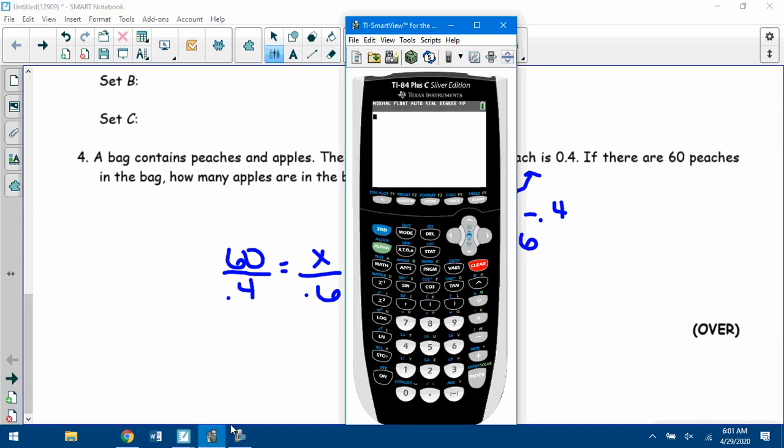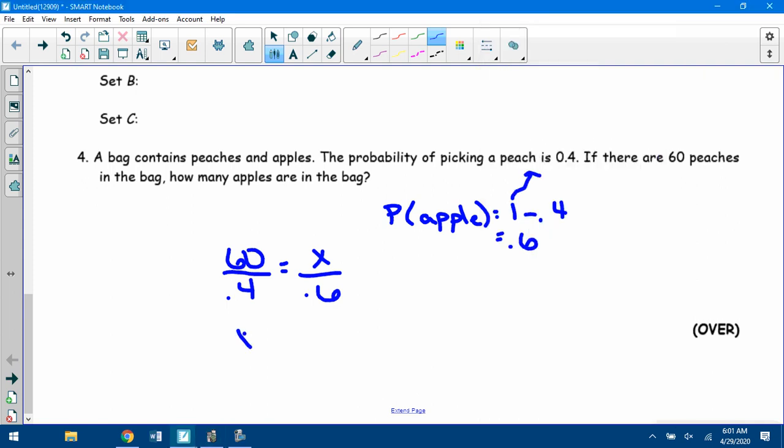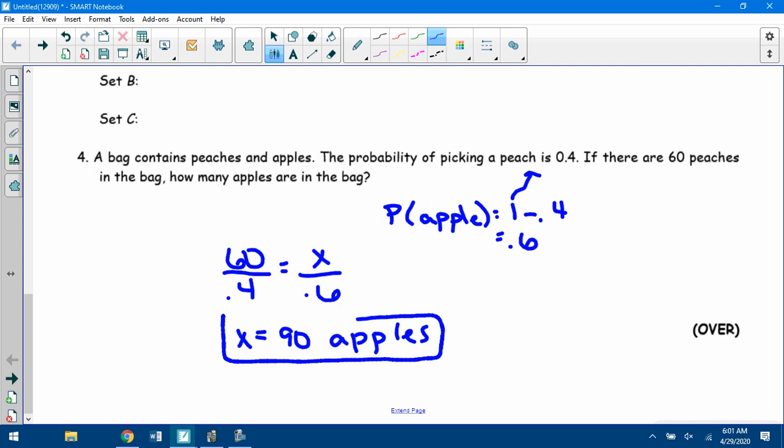Let's see what that gives us. So 60, from cross multiplying, times 0.6 is that number, divided by 0.4. And there it is. It's that simple. Again, just weird because it's not exactly like what we've been doing, but that's kind of the problem with probability. You'll get questions that aren't exactly like what we've been doing.